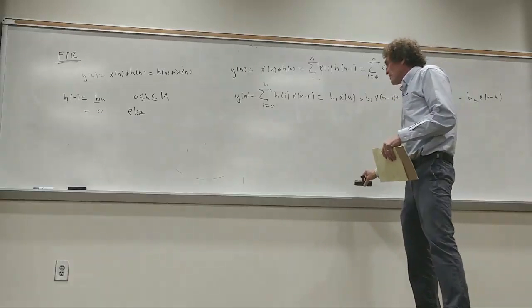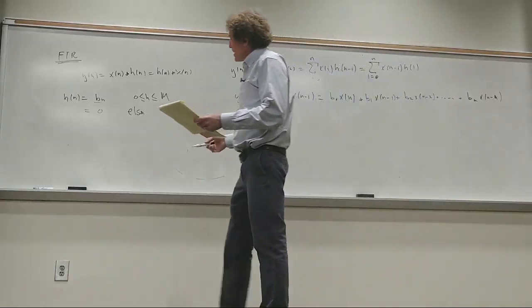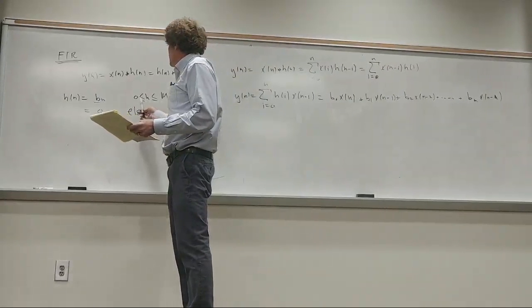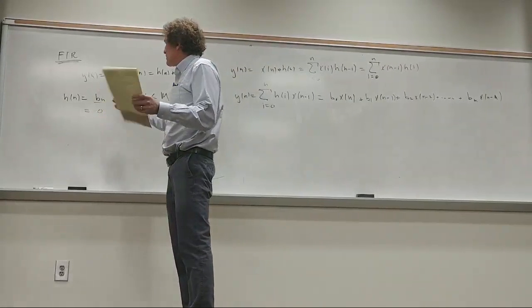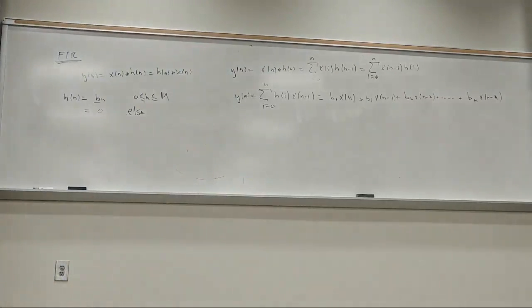Now, I got to tell you one other thing too, and this is something that's real important. Remember, what does h of n really indicate in your own words? When I talk about h of t or h of n, what is it in your own words? Anyone? The system response to an impulse input. And where does the impulse turn on? T equals 0, or n equals 0.